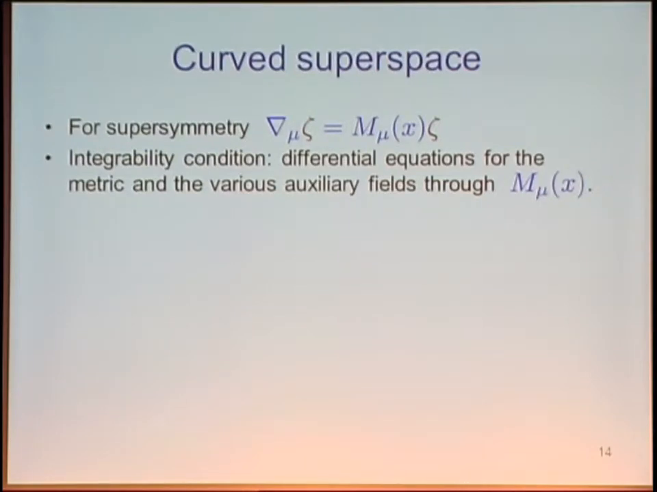So we have to satisfy an equation like that, where this mu of x depends on the auxiliary fields and the metric. And the integrability of this equation, the integrability condition, gives us some differential equations for mu of x. And if we can satisfy them, we have a background that preserves supersymmetry. We can preserve 1 supercharge, 2 supercharges, 4 supercharges, and so forth.